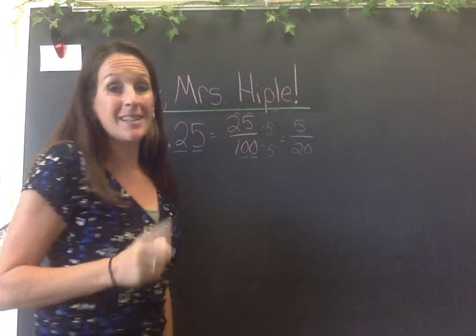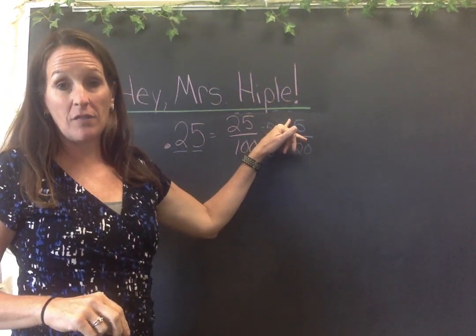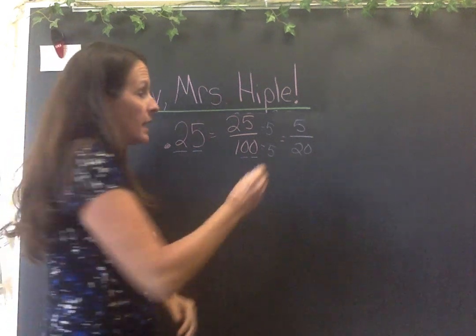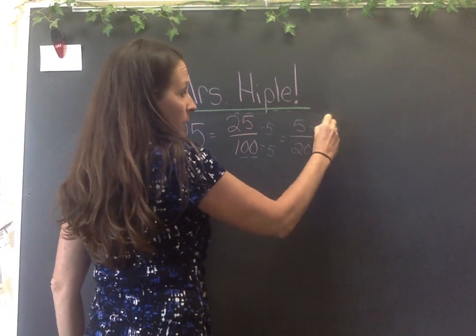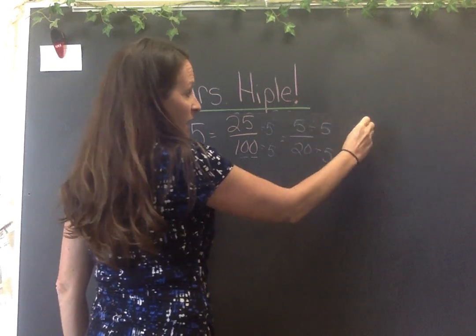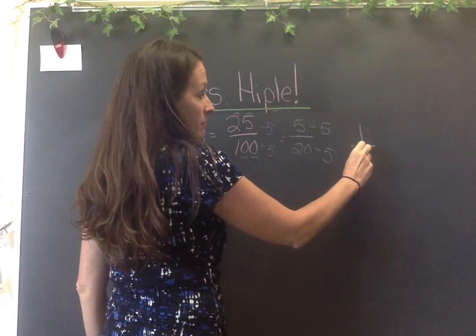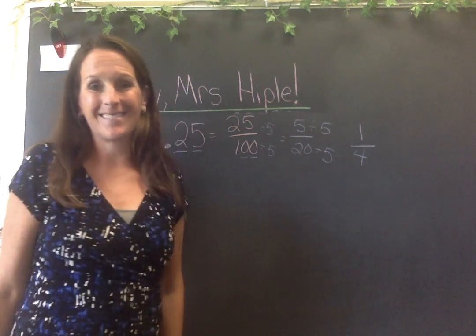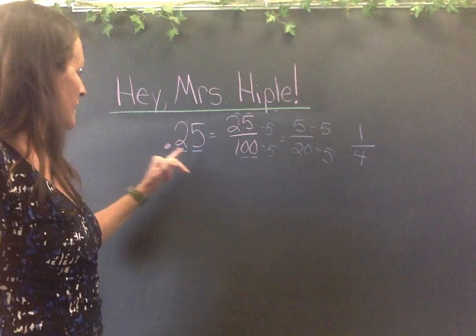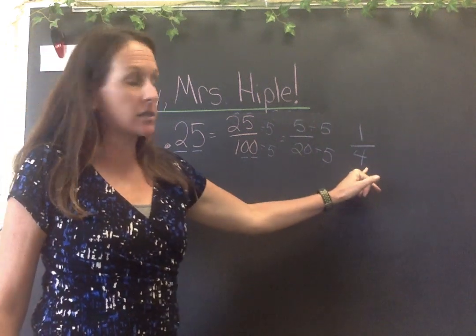Now, I'm not done yet. This can still be reduced. 5 can go into 5, and 5 can go into 20. So let's reduce it again. Remember, same. 5 divided by 5, 20 divided by 5. 5 divided by 5 is 1. 20 divided by 5 is 4. 0.25 or 25 hundredths is the same as 1/4.